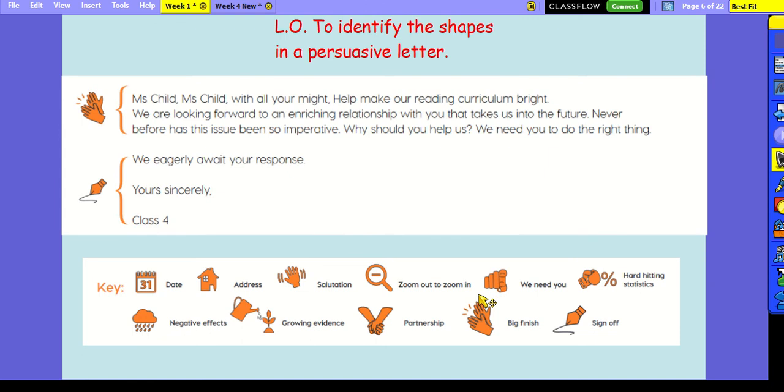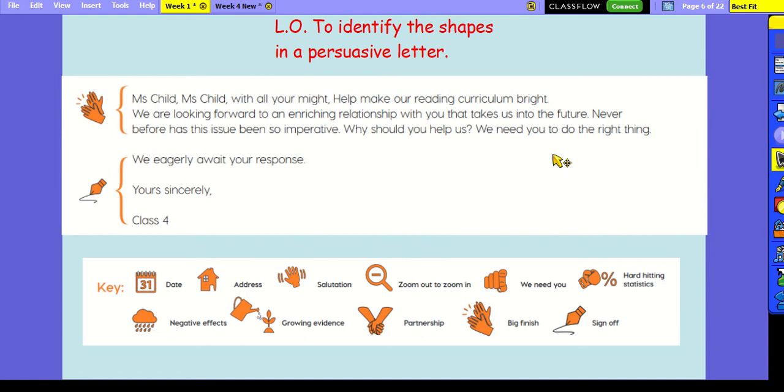So we're really trying to persuade our author. And here we're doing that with a little rhyme, you can see. So, Miss Child, with all your might, help make our reading curriculum bright. We are looking forward to an enriching relationship with you that takes us into the future. Never before has this issue been so imperative, that means important.